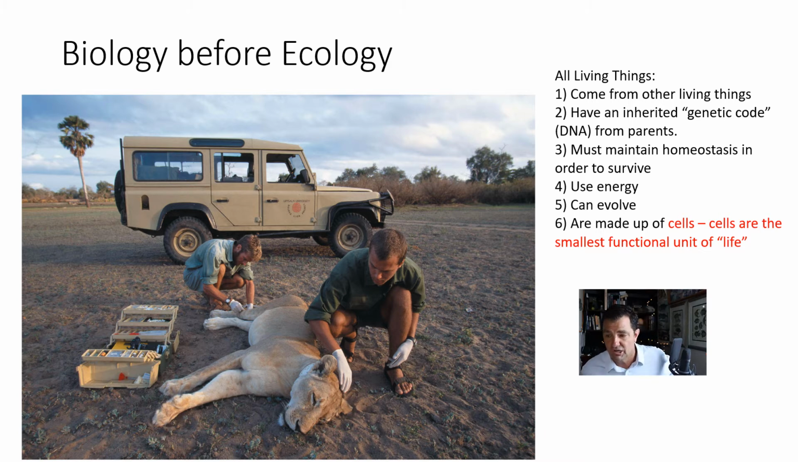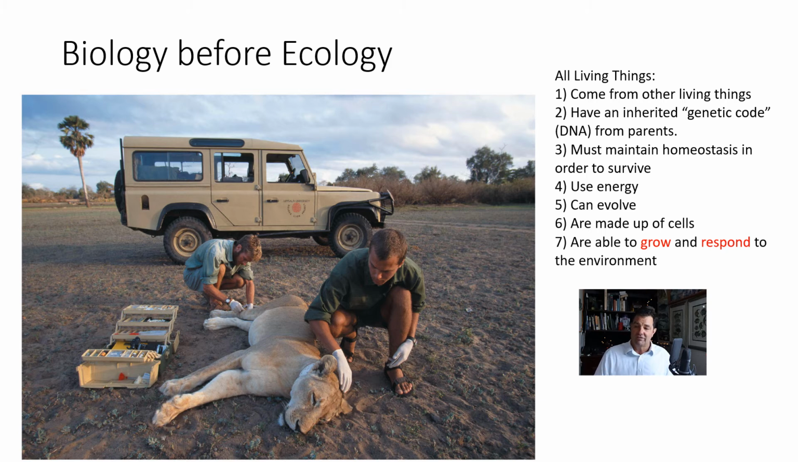Number 6, all living things are made up of cells. Sometimes we call this cell theory. A living cell is the smallest functional unit of life. So a lion, for example, is made up of a whole bunch of cells that interact in a certain way to make it a lion. You can break a lion down into smaller parts, but once you get to the cell level, you can't go below that and still have what we call life.